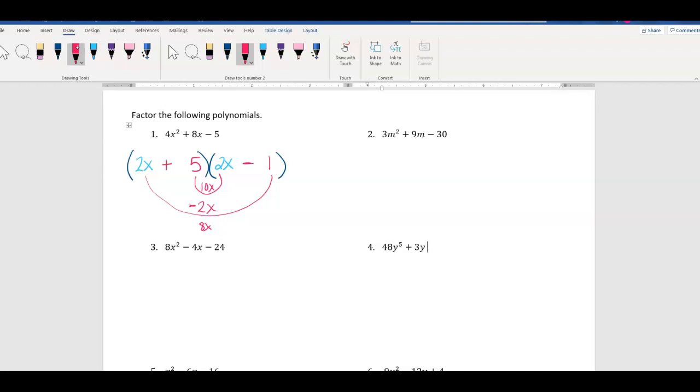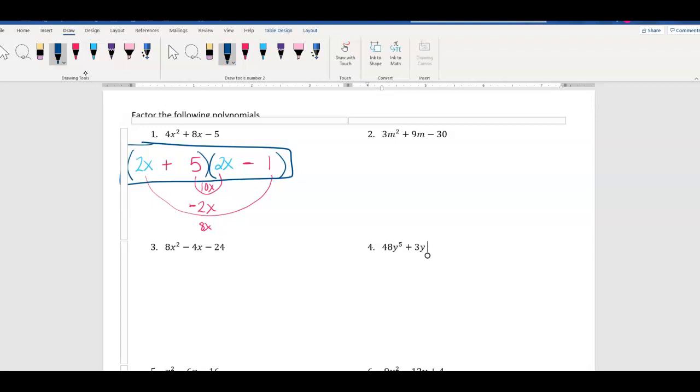2x times 2x is 4x squared. 5 times negative 1 is negative 5. 5 times 2x, 10x, negative 2x, yay, we win. Okay, when I check that, it all matches out, so it's good to go. So this is my answer.